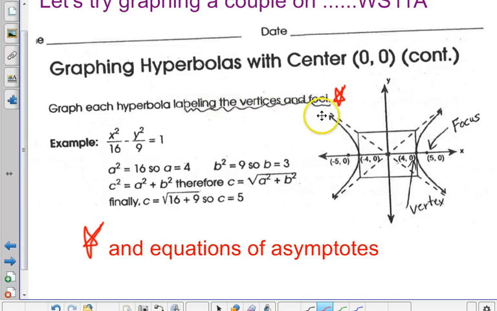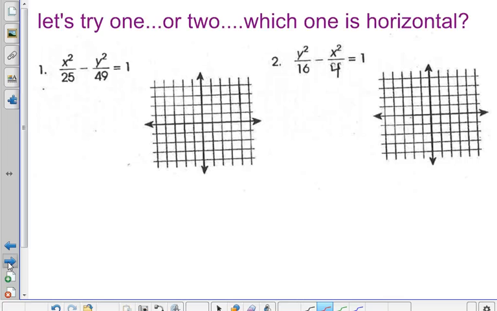I believe your worksheet says you need the equations of the asymptotes. Does it say that on yours? Did I write that at the top for you? Okay. Pick the horizontal one out of these two. Which one of these is horizontal? Horizontal means the axis that runs through it is running horizontally, so it's opening sideways. Which one is opening sideways? 1. Yes, because it's got a positive x. Everybody okay? The x being positive means this one is horizontal. All right, so let's start with number 1.